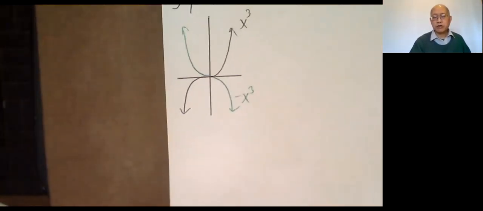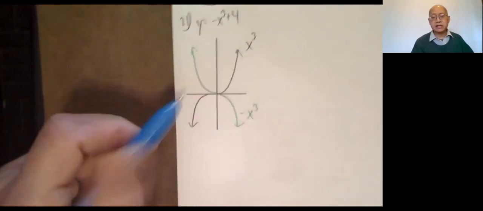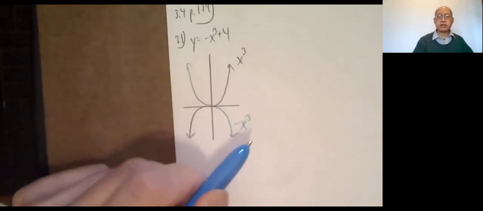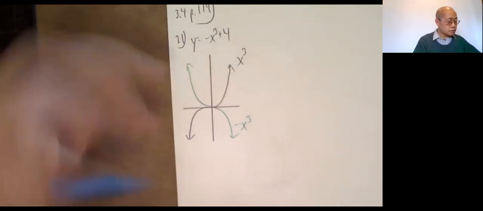By the way, when you do problems for me on the quiz or homework or exams, you don't have to have different colors if you don't want to. It's nice to give contrast, right? So you can see the different graphs. So that's negative x cubed. 0, 0 stays 0, 0. So label key points like 0, 0.